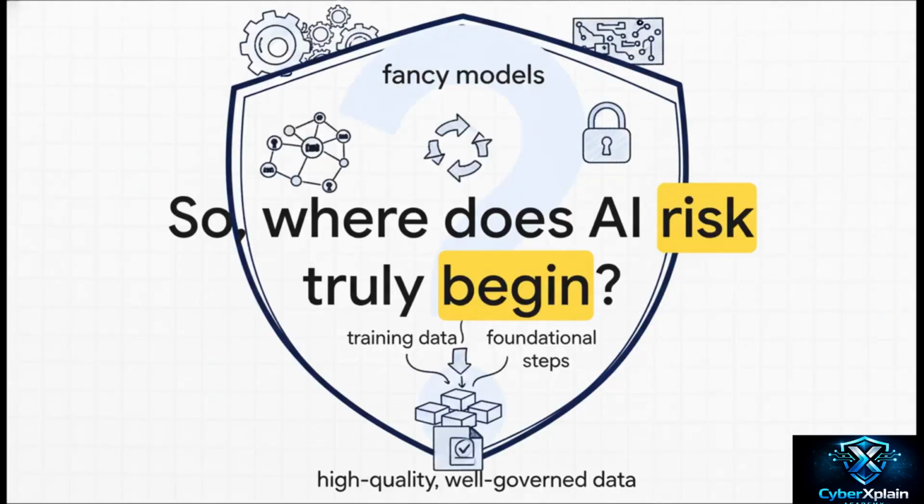So that really begs the question, right? Where does AI risk really start? If we're serious about building AI we can actually trust, we gotta stop staring at the shiny new models and get back to basics. We have to start at the source, and that's exactly what we're gonna do. We'll break down 3 super important foundational steps to get this right.